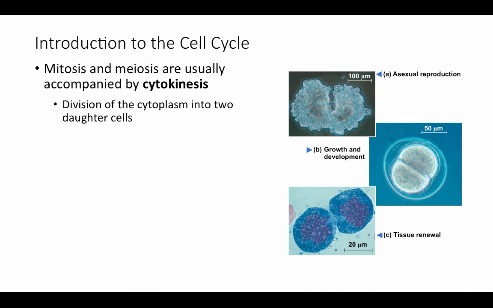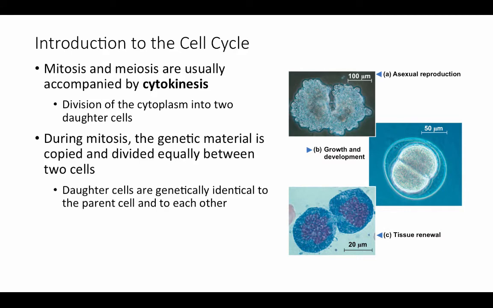So mitosis and meiosis are the process of duplicating genetic material, but these are also accompanied by the process of cytokinesis, the actual separating of the entire cell into two daughter cells. So think of mitosis and meiosis as division of the nucleus. Cytokinesis is the division of the entire cell. During mitosis, the genetic material is copied and divided equally between the two daughter cells. So the daughter cells are going to end up, in the case of mitosis, genetically identical to the parent cell and to each other. So they're going to have exact copies.